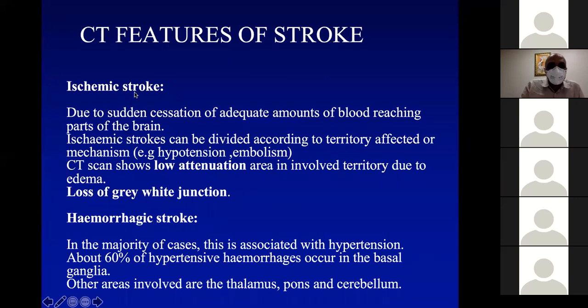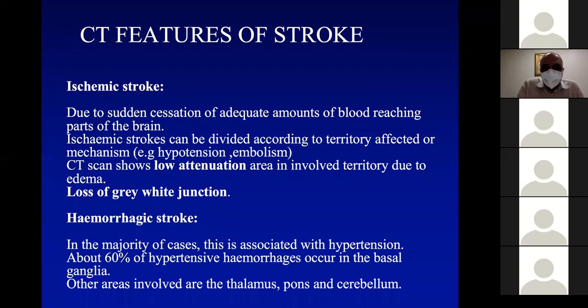As I've mentioned before, there are two types of stroke: ischemic stroke or hemorrhagic stroke. In ischemic stroke, due to sudden cessation of an adequate amount of blood, the stroke can happen, and it is divided according to the territory affected. Like if there is acute cessation of blood in the anterior cerebral artery, the middle cerebral artery, or the posterior cerebral artery. Depending on which artery is involved, that area would be suffering from ischemic stroke.